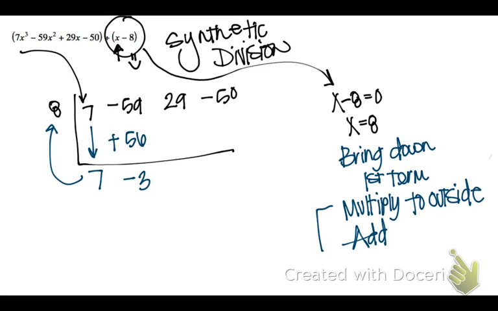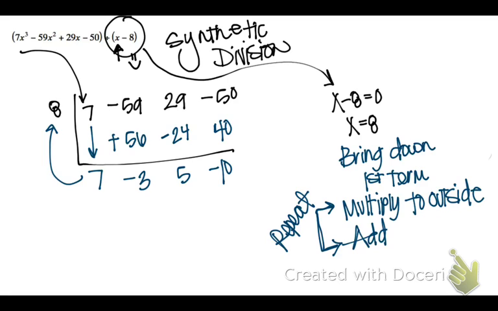And then these two steps right here, they repeat over and over until we are done with this. So really all you're doing here is you're multiplying and you're adding, which are things you learn how to do in elementary school. So negative 3 times 8 is negative 24. 29 minus 24 is 5. 5 times 8 is 40. And then negative 50 plus 40 is negative 10.